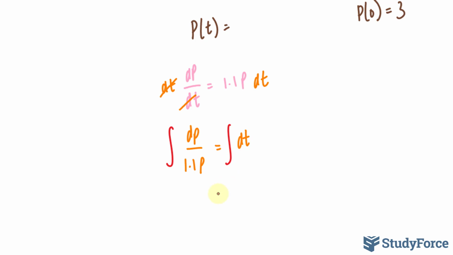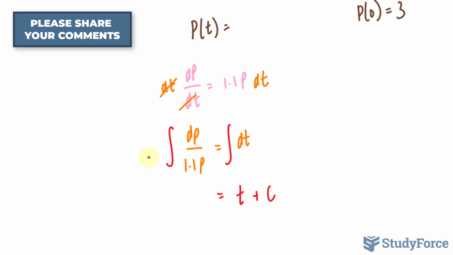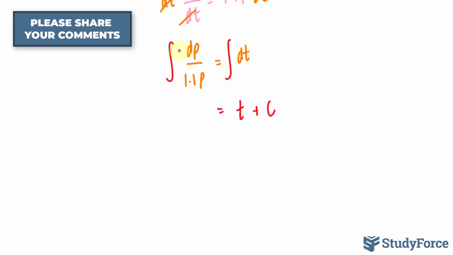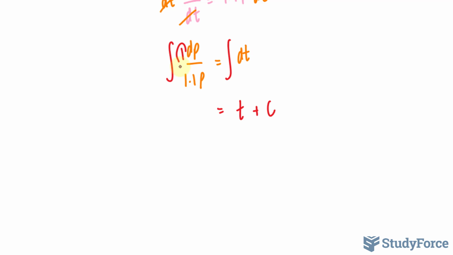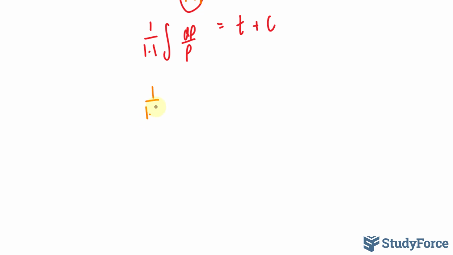I'm going to start with dt. I have the integral of dt as t plus c. This plus c part represents the constant. And the reason why I put it on the side of the t is because this function is with respect to t, time. Now we need to find the integral of this function. I'll pull out 1 over 1.1, and I end up with 1 over 1.1 times the integral of dp over p. The integral of 1 over p is ln p. So I have 1 over 1.1 ln absolute of p is equal to t plus c.